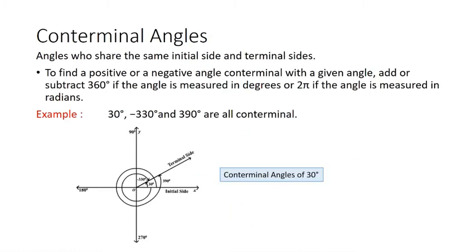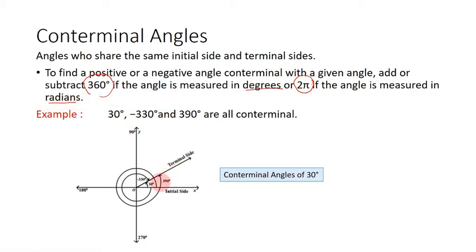Next type of angle is coterminal angles. They are angles that share the same initial sides and terminal sides. To find the positive or negative coterminal angle of a given angle, we need to add or subtract 360 degree if the angle is measured in degrees and 2 pi if the angle is measured in radians.